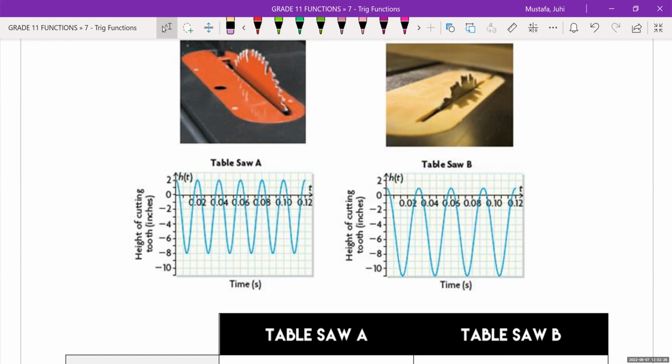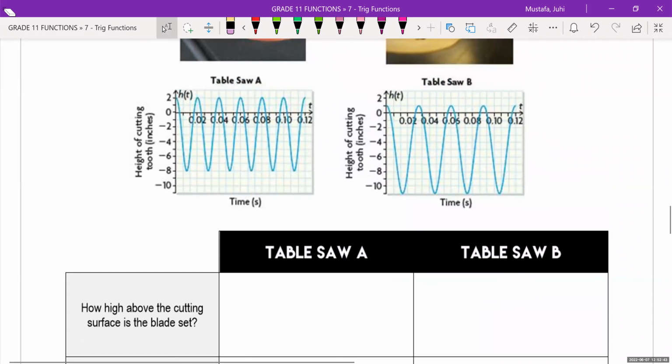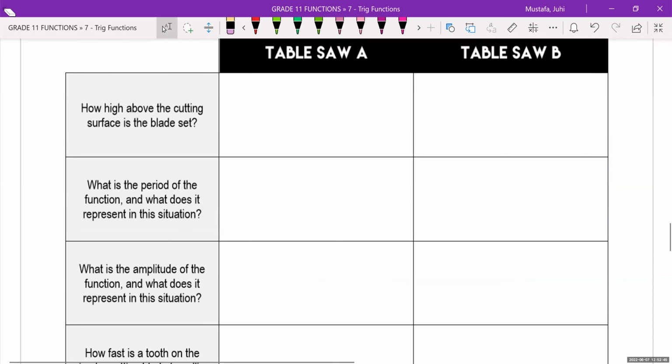in inches. So basically, what it's saying is, this is your table. This is the part of the tooth that actually sticks out, like this part right there. And this is your table, and this is the part that sticks out. Okay, so to answer the questions, how high above the cutting surface is the blade set? So for the first one, it'd be 2 inches, and the second one would be 1 inch.